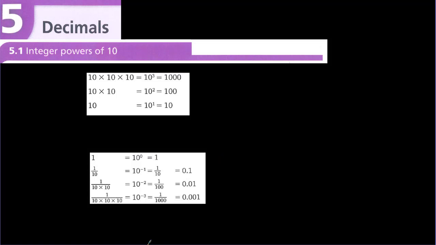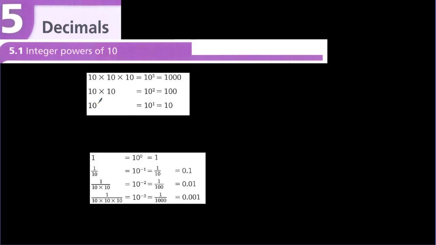Hi dear students, this is lesson 9, and we are going to start the new chapter. This chapter is going to be decimals, and we are going to learn first the integer powers of 10. The first part is that one.